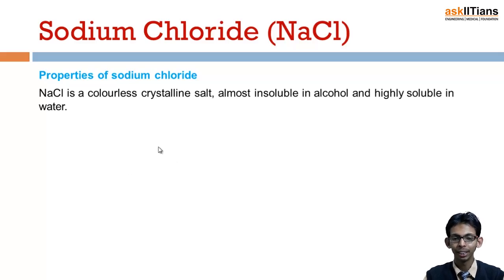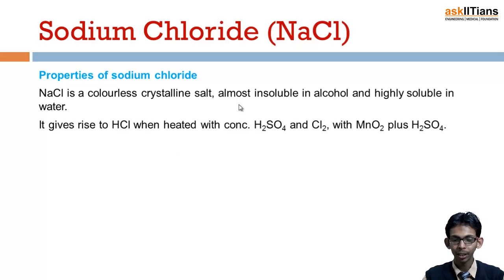Sodium chloride is basically a colorless crystalline salt. It is almost insoluble in alcohol and other organic compounds, but it is highly soluble in inorganic solvents like water, because it is polar. Next, it gives rise to HCl when heated with concentrated H2SO4, and chlorine with MnO2 plus H2SO4, like this.